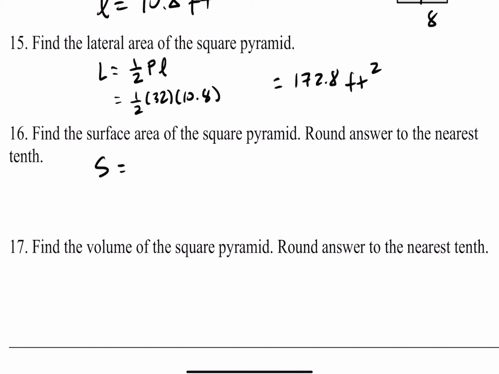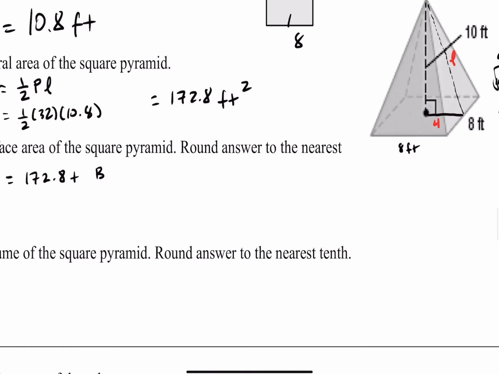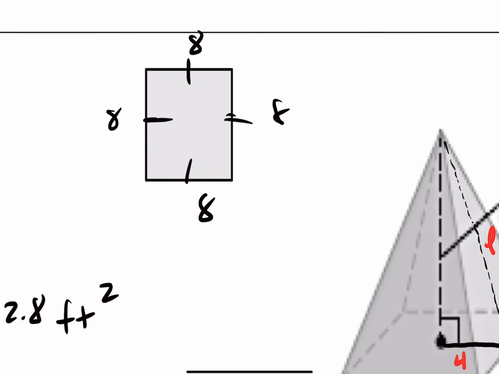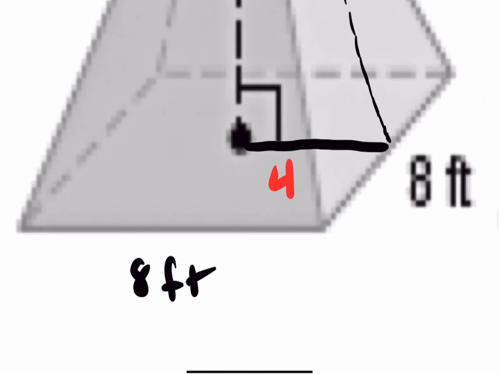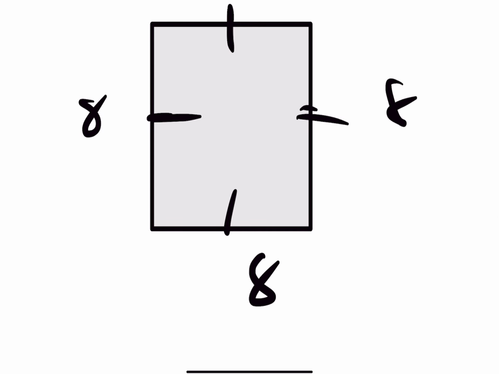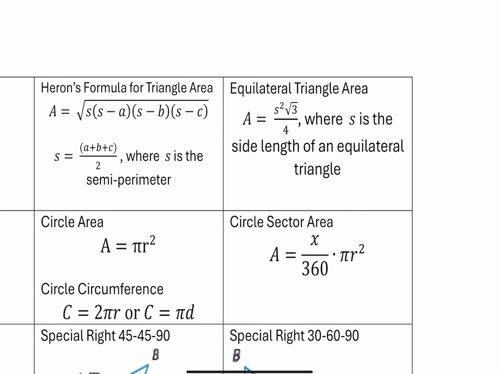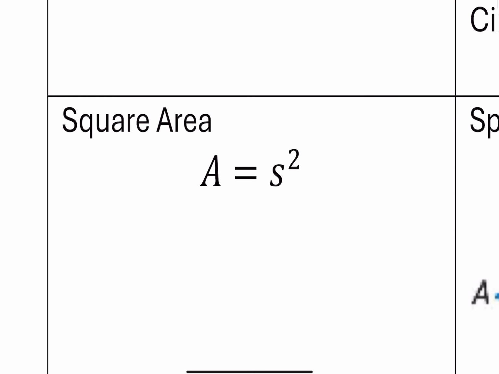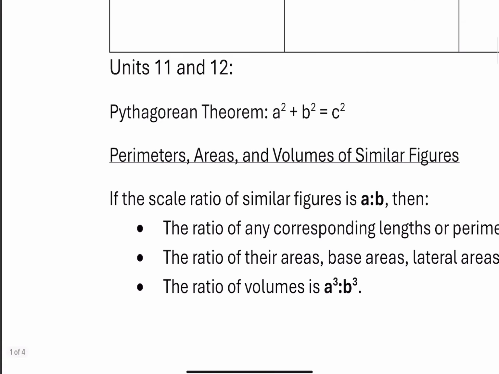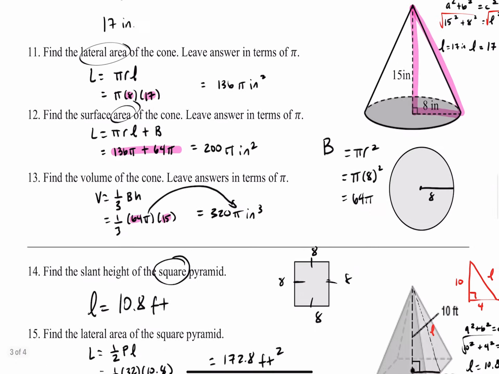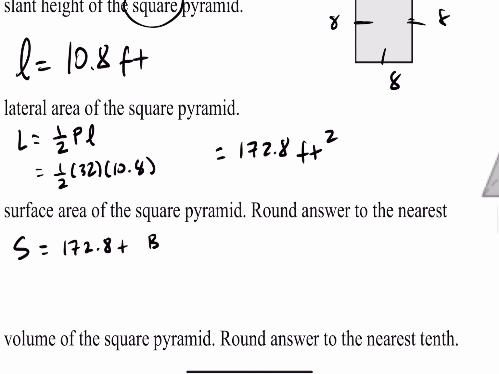The surface area is equal to the lateral area, which is 172.8, plus the area of the base. And it's a square. So when you think area of the base, it is indeed a square. What's the area of the square formula? Square area: S squared, side squared. So you look at one of the side lengths of that square, which is 8, and raise it to the second power.